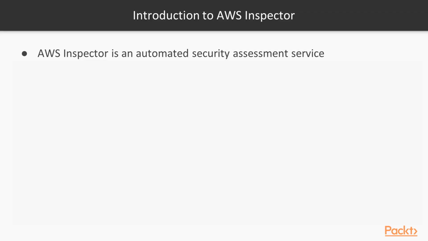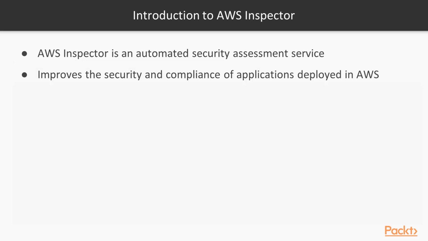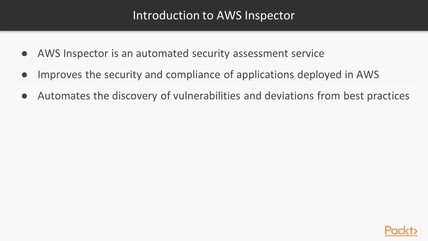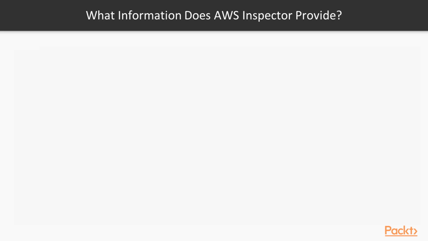So AWS Inspector is an automated security assessment service. It enables you to improve the security and compliance of the applications that you have deployed in AWS. It automatically discovers vulnerabilities and deviations from best practices. So this sounds really good. So what actually do you get when you use this service?